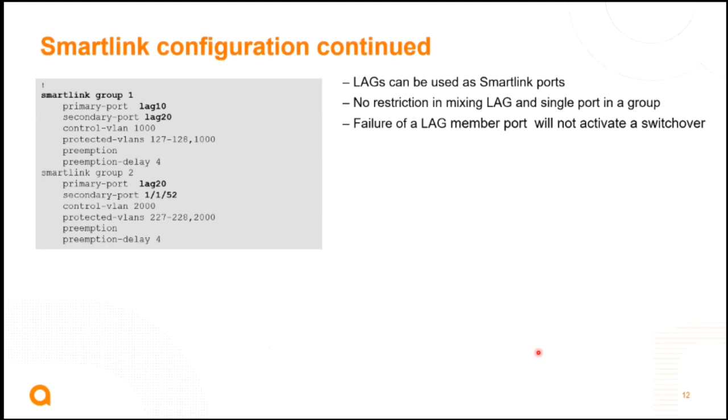So some other important things to say. We do support lags as part of a Smartlink group. There's no restriction of mixing lags and Smartlink. So you can see I've got a lag here and a regular port. So it makes no difference. And then finally, if you have a lag and a member of that lag fails, you will not switch across and revert. It will stay active. The whole lag has to fail for you to make a switchover. So you need to make that consideration in your designs, okay?